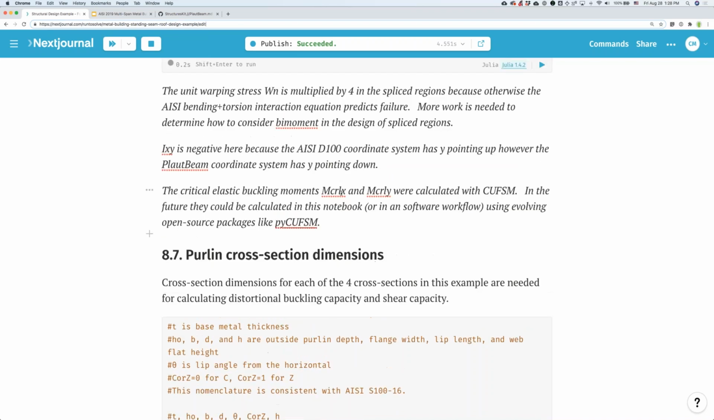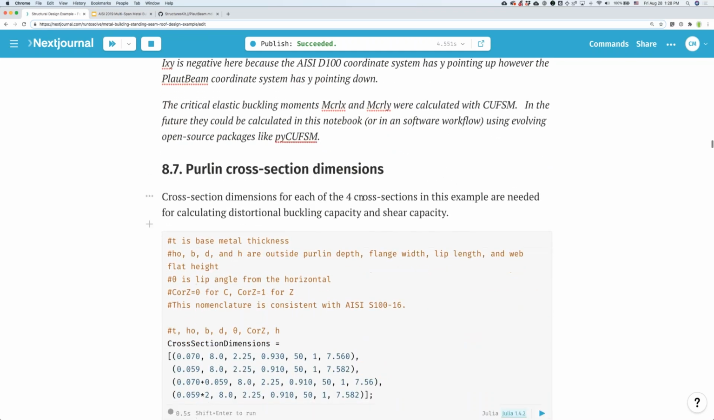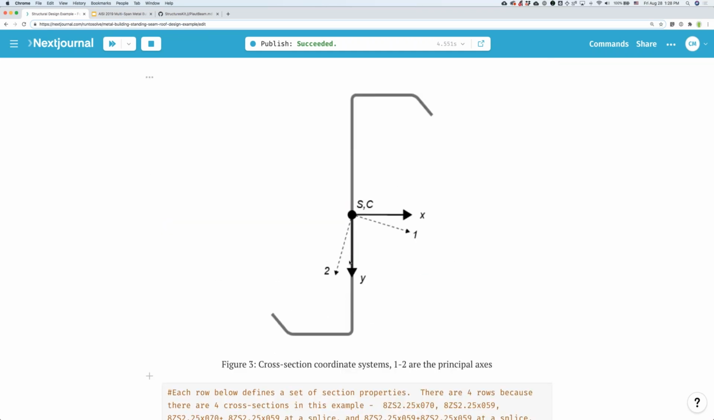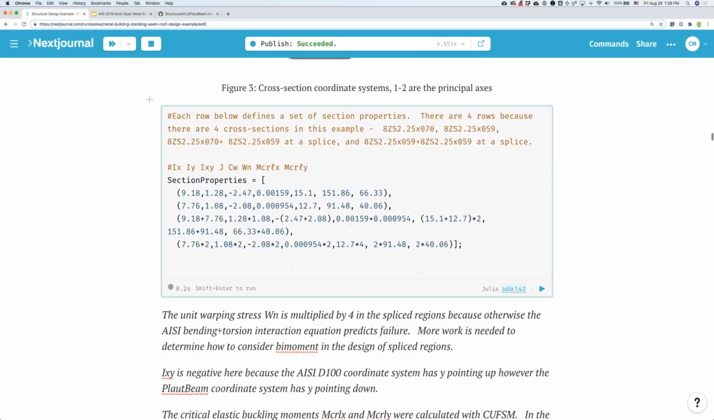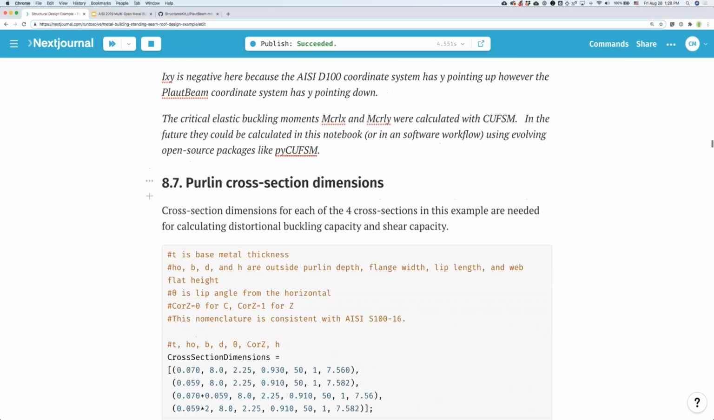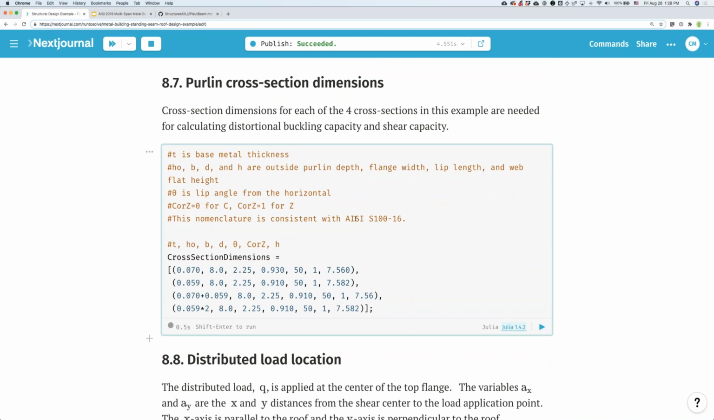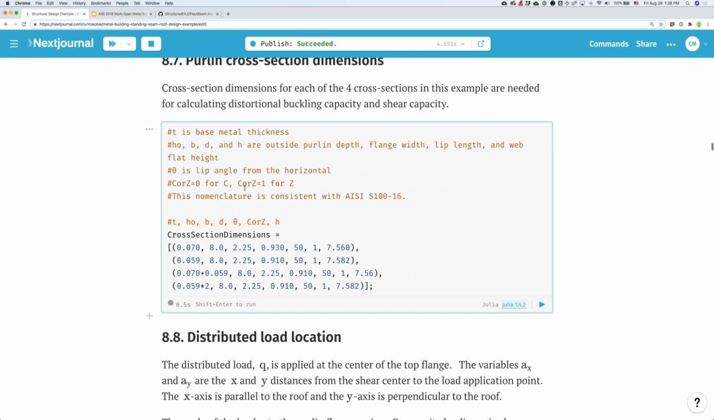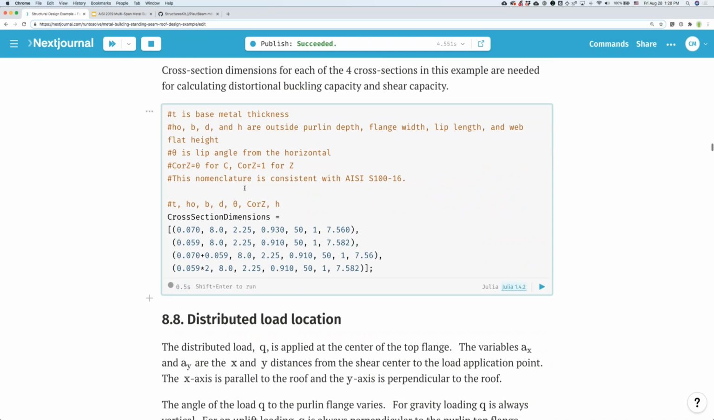And this is the local buckling about the x-axis and the y-axis of the cross-section as defined here, the x and the y. Yeah, the Purlin cross-section information. So we need this when we're calculating distortional buckling, and all of it is pretty consistent with, ends up being 4 cross sections that we're considering.